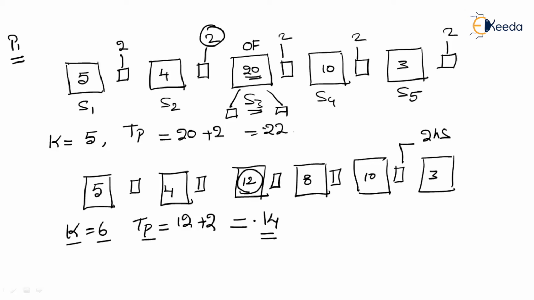Now we need to calculate the pipeline time for pipeline 1 and pipeline 2. This is called the naive pipeline and this is called the efficient pipeline. We'll calculate them separately. First, start with the naive pipeline.